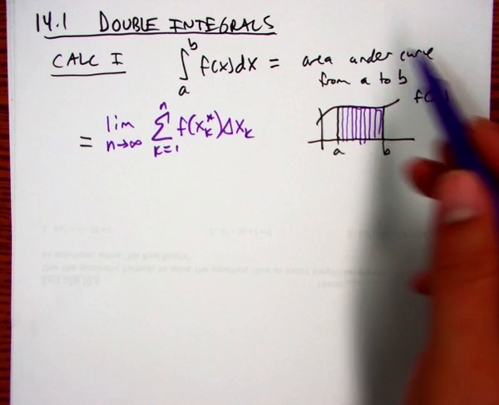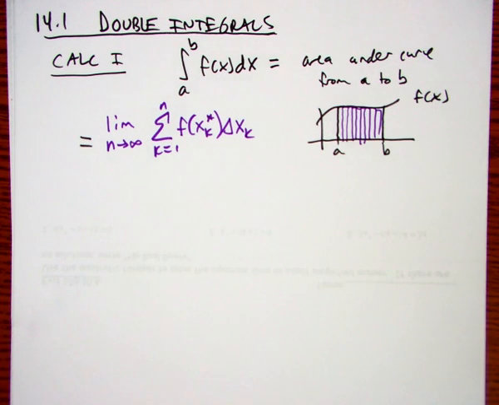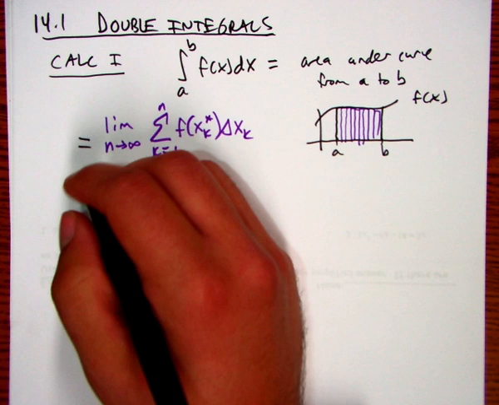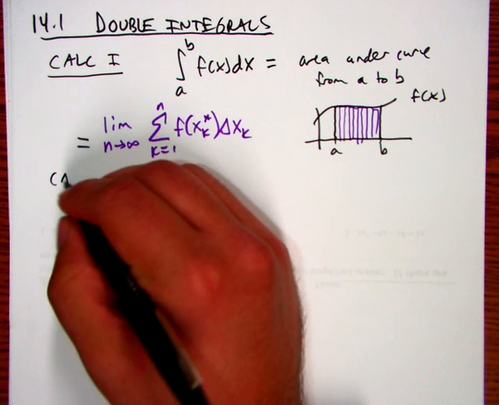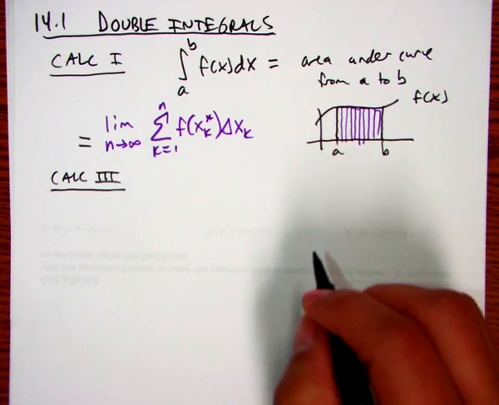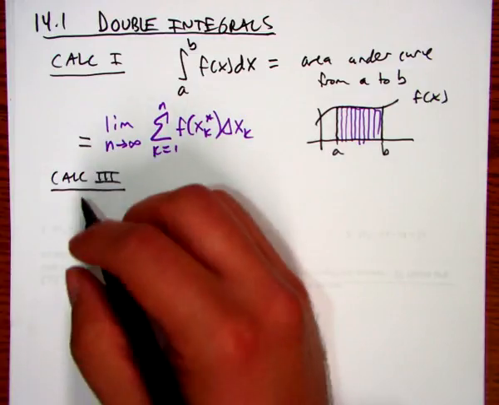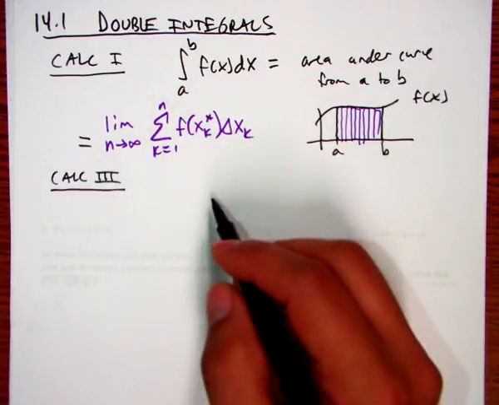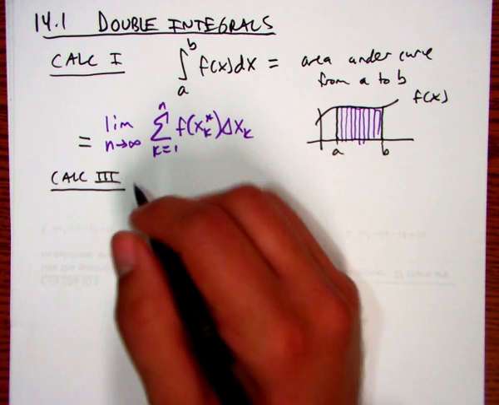Intuitively, you all knew it was the area under a curve. Okay, so now, if we extend this into Calc 3, instead of an area under a curve, we're going to be finding a what? A volume under a surface, that's right.